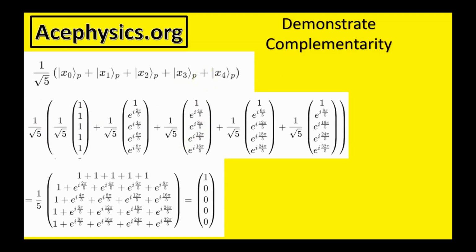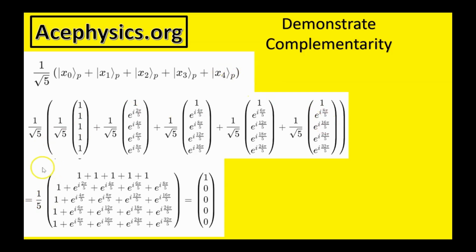On this slide, I do an important example where I demonstrate complementarity. I'm going to show that an equally weighted sum of every position vector or position value is equal to one single momentum value. In this slide, this is 1 over root 5 times each one of these position vectors. I'm going to choose to write these in the momentum basis. This is x0 in the momentum basis, x1 in the momentum basis, x2, x3, and x4.